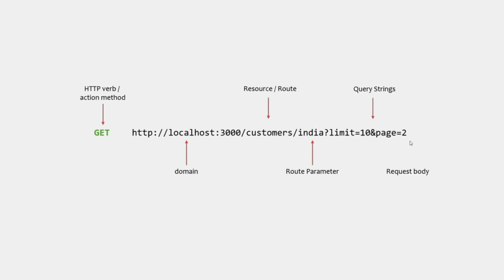And request body contains the request data using which the server will either create a new resource on the server or in the database, or it will update an existing resource on the server or in the database. Now, in our coming lectures, we are going to learn about the route parameters. We are going to talk about the query strings, and we are also going to talk about the request body. And we will also learn how to read these values from the request in our Nest.js application.